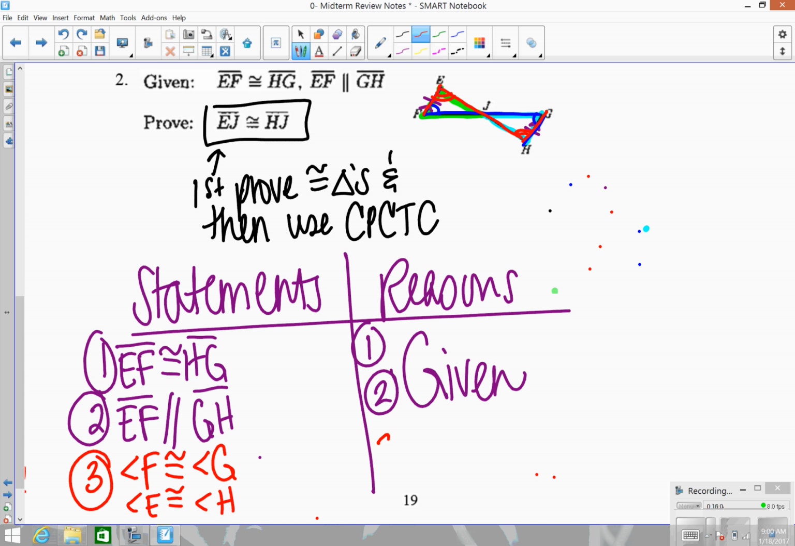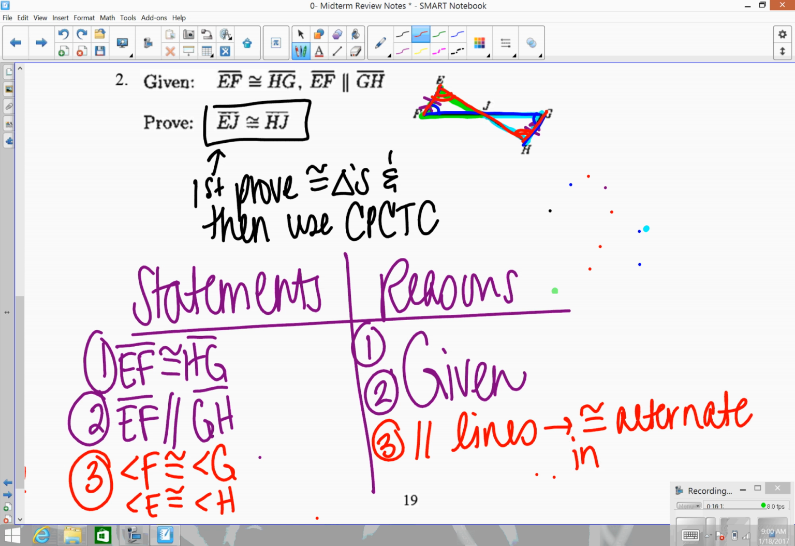And the reason for that is going to be because those lines were parallel, we have congruent alternate interior angles. So parallel lines imply congruent alternate interior angles, making sure that you say that they are congruent, because if the lines aren't parallel, there's still alternate interior angles, but what makes them congruent is the fact that the lines are parallel. So now we could say by angle side angle, the two triangles are congruent.